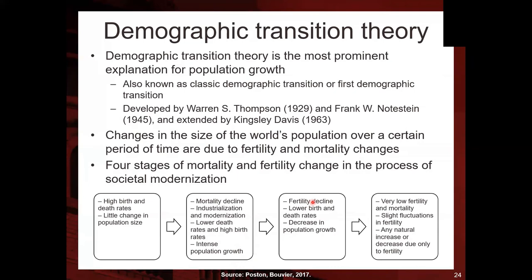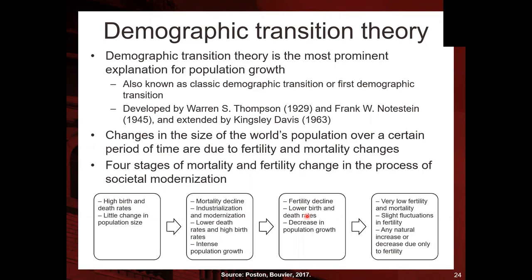And then people start to realize, hey, I don't have to have so many children for them to survive to adult ages. And it's also expensive to have children. And I also have to provide more resources to the children that I have. Then you start to see declines in fertility. Then you start to see lower birth rates as well as lower death rates. When both of them start to decline, we don't have such a strong population growth anymore. It still may be more people being born than dying, but population doesn't grow as fast.